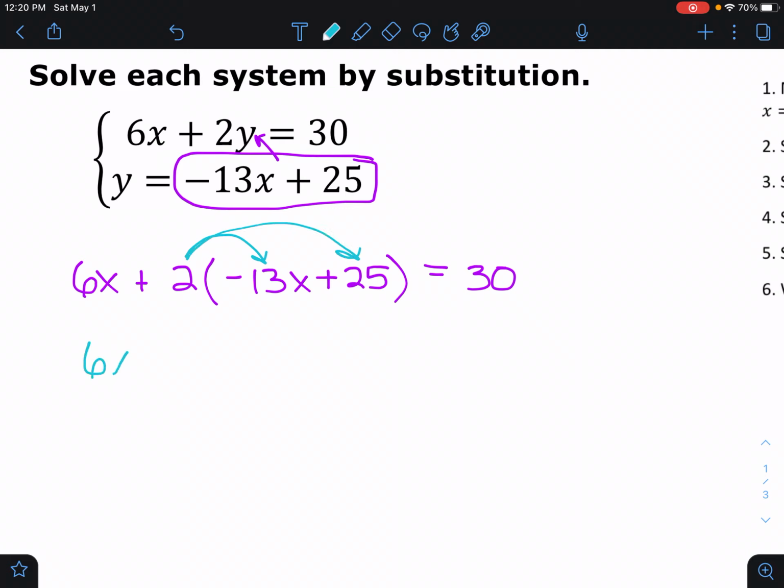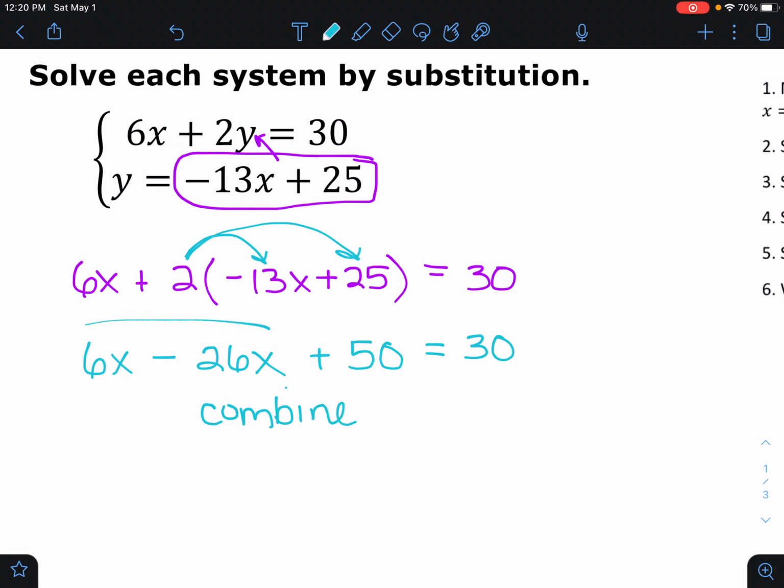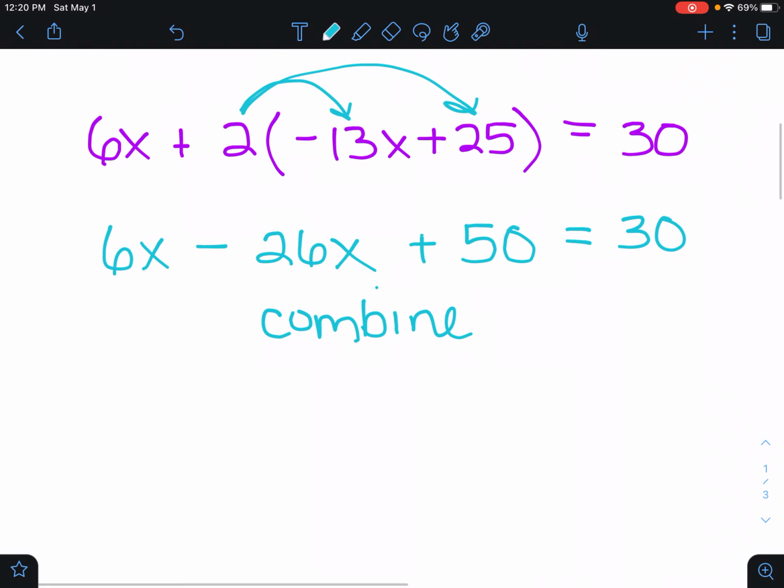So I would have 6x minus 26x, and then 2 times 25 is 50, and then equals 30. Don't forget to combine like terms. That is your first step before you start to solve. So these are like terms. I'm going to put them together. So 6x minus 26x would be negative 20x. And then I'm just copying the rest.